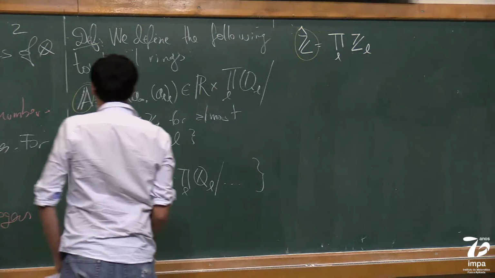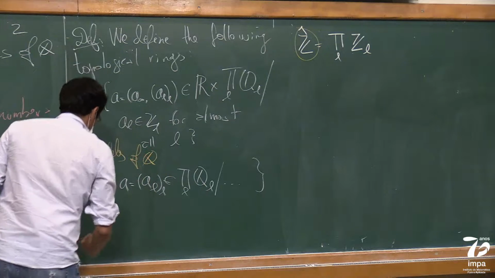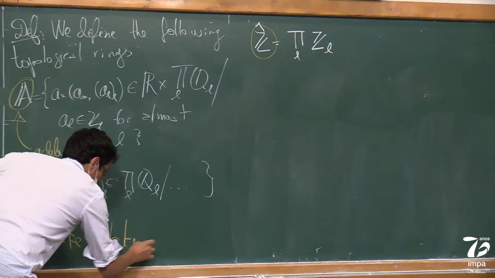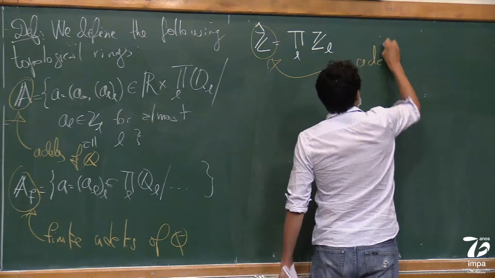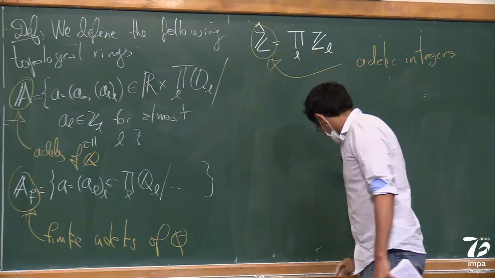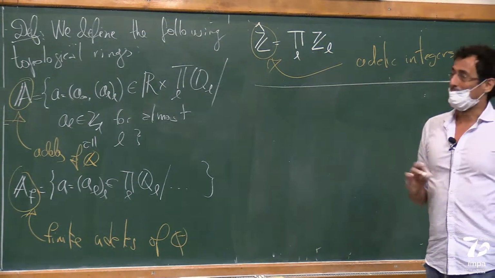And then they have names. These are the adeles of Q. These are the finite adeles of Q. These are the L-adic integers. So we just put all the information together in a way that gives you a good topology. I didn't specify the topology, but okay. Now we will finally define what an arithmetic manifold is.